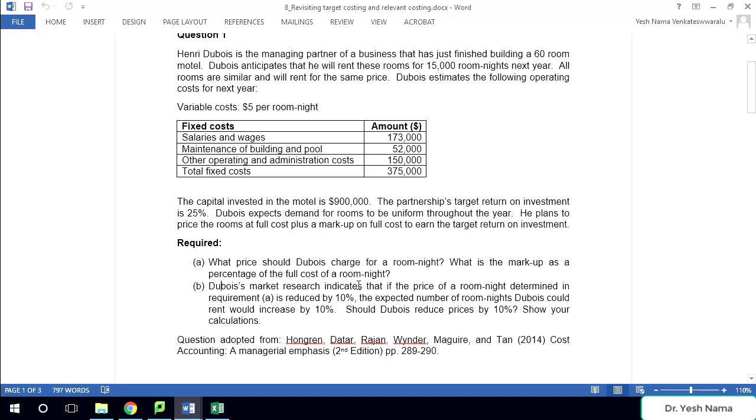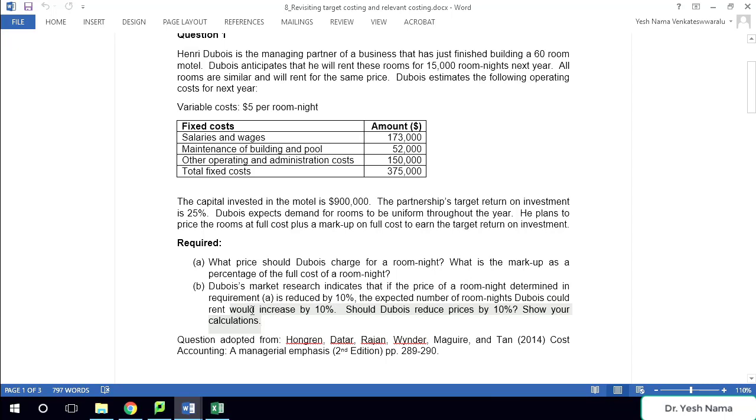Henry's market research indicates that if the price of a room night determined in requirement A is reduced by 10%, the expected number of room nights Henry could rent would increase by 10%. So if they decrease the selling price by 10%, the number of room nights will increase by 10%. So 15,000 will become 16,500. So should Henry reduce prices by 10%?